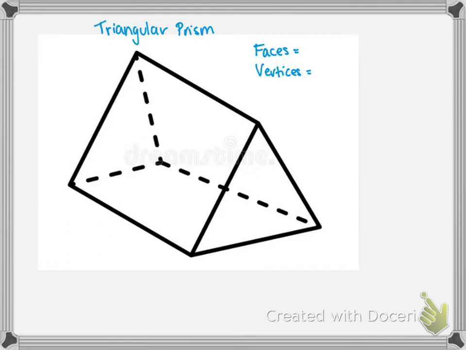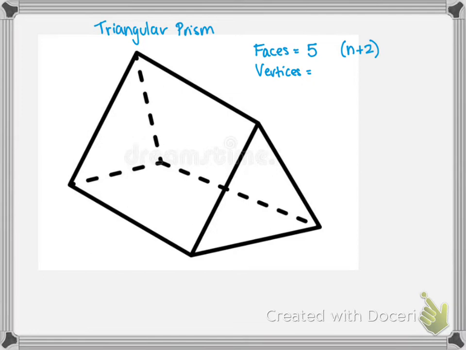So first, let's talk about the faces. It has two bases as triangles, and then it has one rectangle for every side of that base. So that's two bases plus three rectangles is 5 faces, or n plus 2. The number of sides on the polygonal base, which would be 3, plus the two bases themselves.